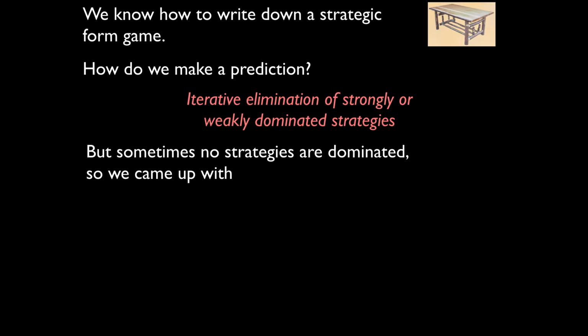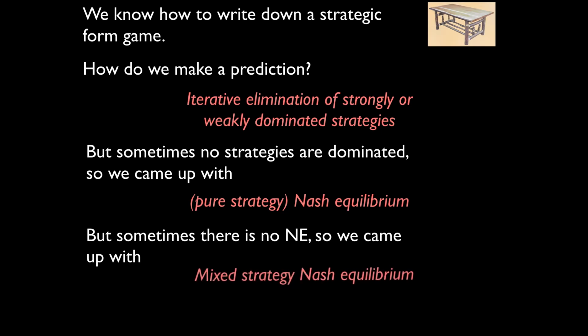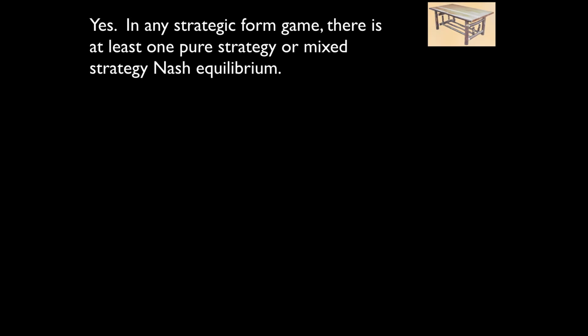Nash equilibrium. Sometimes no strategies will dominate, so we came up with Nash equilibrium. Was this enough? No, because we have the penalty kick situation where there's no pure strategy Nash equilibrium. So then you do what? Mixed strategy Nash equilibrium. Is this enough? I'm guessing not. What do you think? The answer is yes, we're done. Yay! Give yourself a pat on the back. In any strategic form game, there is at least one Nash equilibrium, pure strategy or mixed strategy.